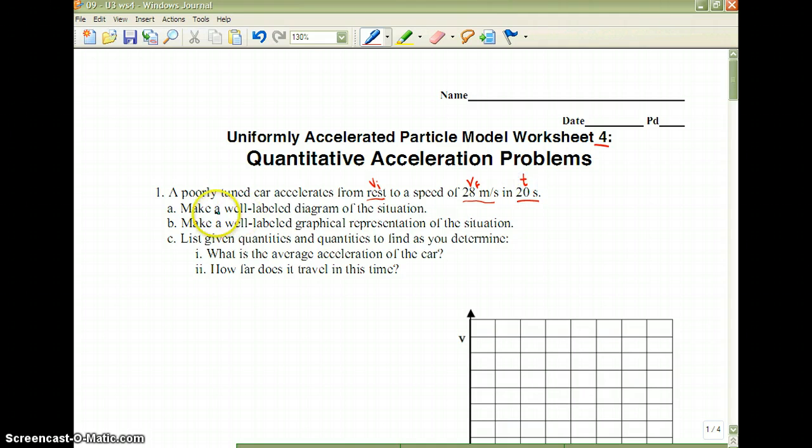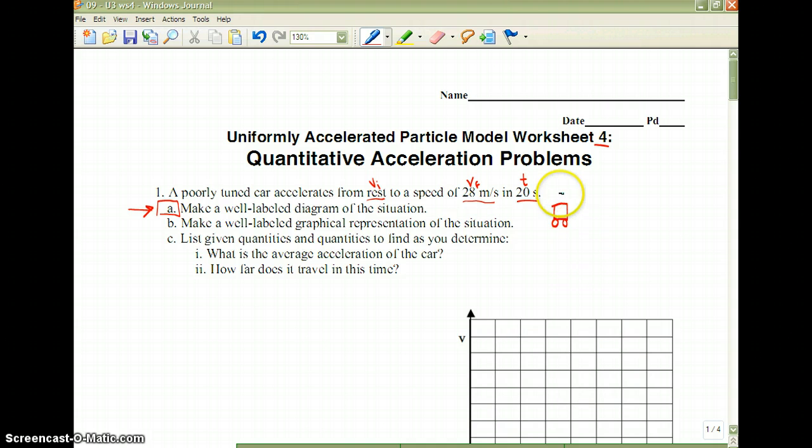Part A wants us to make a well-labeled diagram of the situation. A lot of times when solving physics problems, the best way to think through a problem is to actually draw a picture of it. It doesn't have to be an elaborate, beautifully drawn picture, but just a picture that you can look at to figure out how this object works. So we have a car. Again, it does not have to be a beautifully drawn car.